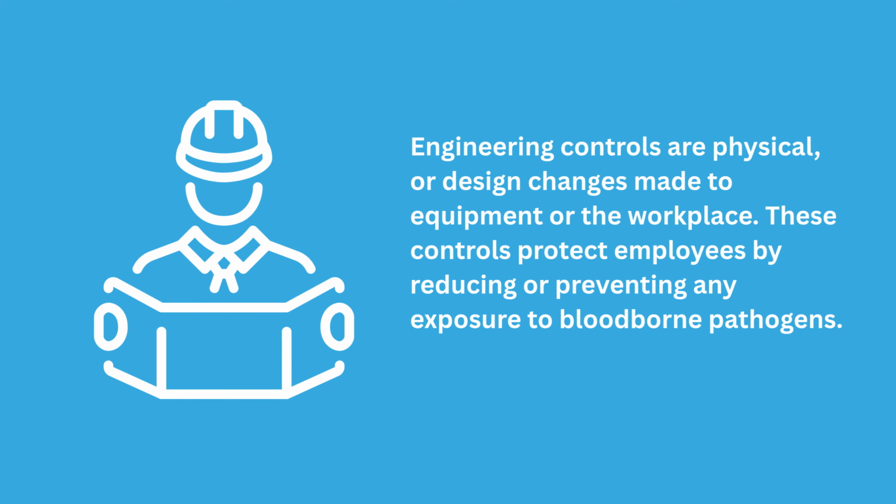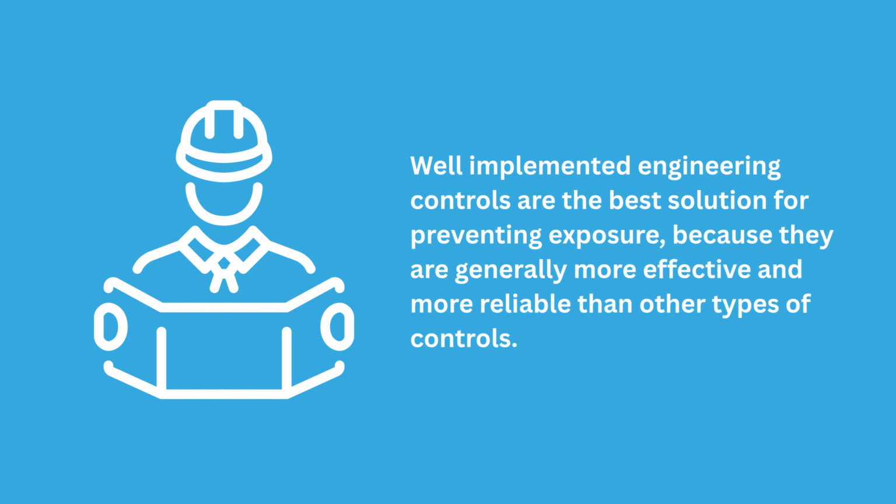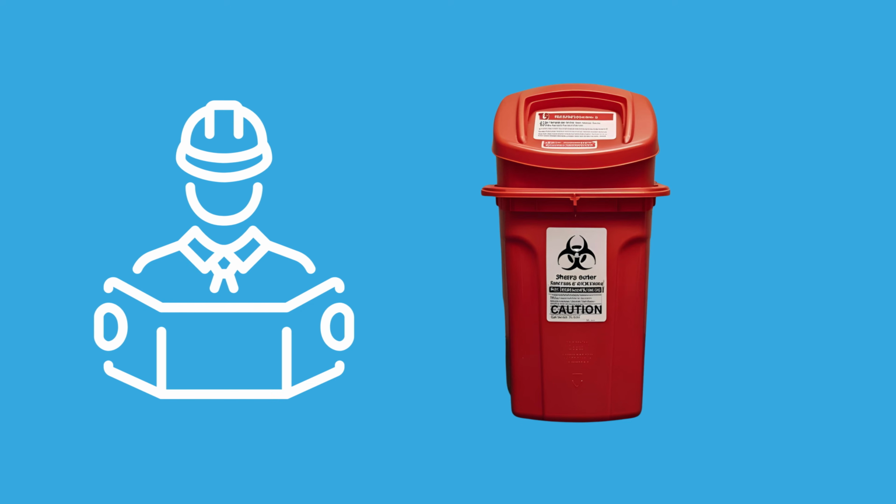Engineering controls are physical or design changes made to equipment or the workplace. These controls protect employees by reducing or preventing any exposure to bloodborne pathogens. Well-implemented engineering controls are the best solution for preventing exposure, because they are generally more effective and more reliable than other types of controls. The engineering controls at a workplace depend to a great degree on the type of work activities taking place. One example of an engineering control to prevent the spread of bloodborne pathogens would be the use of sealed containers to prevent employees from handling trash bags.